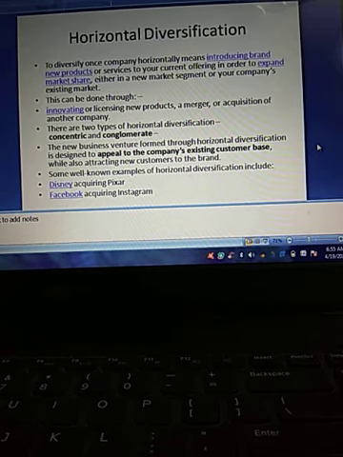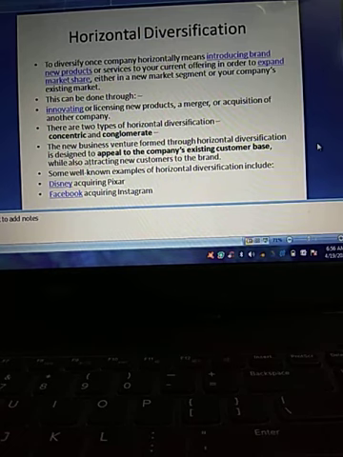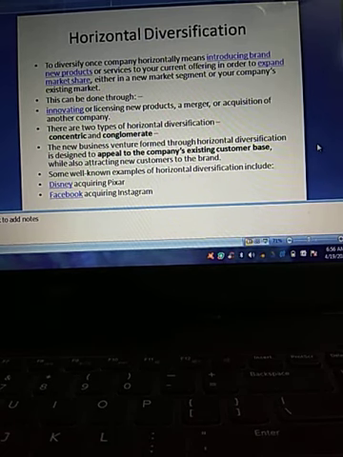To diversify one's company horizontally means introducing brand new products or services to your current offering in order to expand market share, either in a new market segment or your company's existing market. So horizontal diversification means that through the changes, the company wants to bring newness to the products which they are going to offer to the markets.